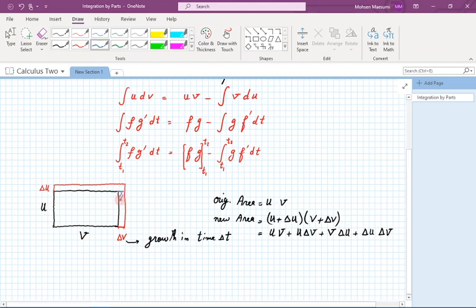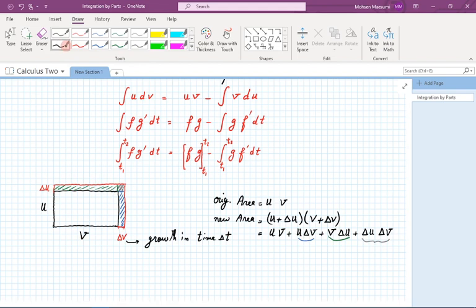This formula might look cryptic to you, but it's actually very obvious what it is. You have additional land here, which is u on this side by delta v. That's what this thing is. And then there is additional land here, which is v times delta u. That's what this one is. And then you got a tiny piece here, which is delta u times delta v.